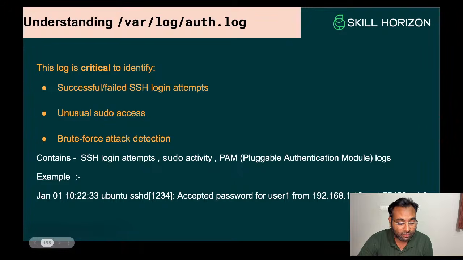Okay, so if I have something logged in this particular file, this should be the scenario: like January 1st, then the time, the username, SSH, the accepted password, the IP address, the port number or service. So in this particular order, you will see those logs. Are you getting it?